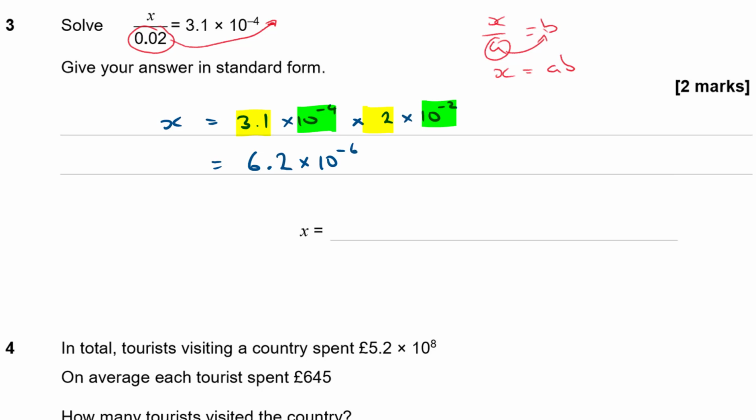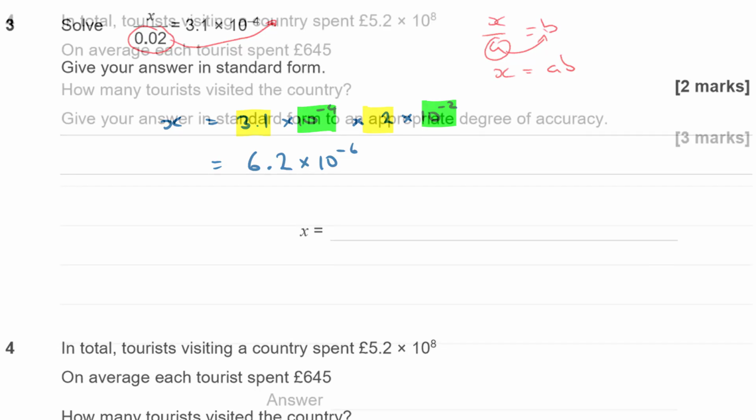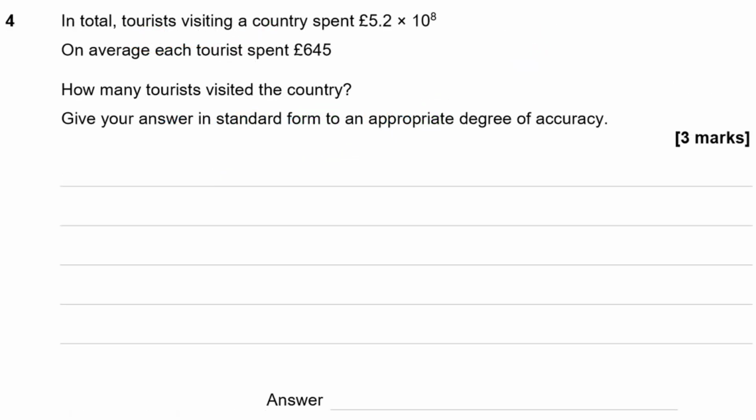So my answer is 6.2 times 10 to the negative 6. Question 4. In total, tourists visiting a country spent 5.2 times 10 to the 8 pounds. On average, each tourist spends 645 pounds. How many tourists visited the country? Give your answer in standard form to an appropriate degree of accuracy.